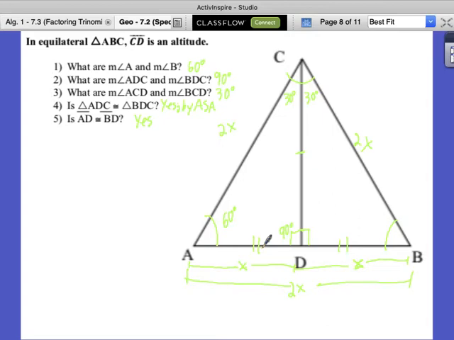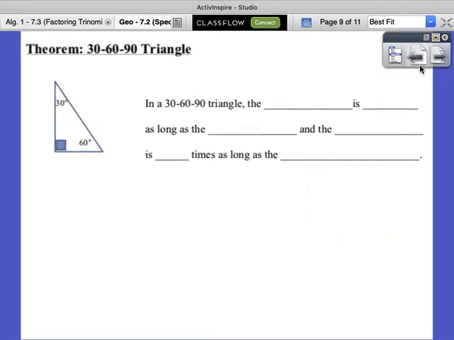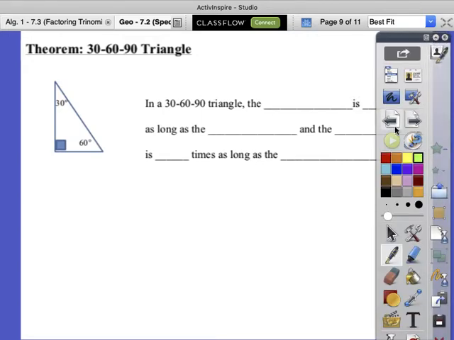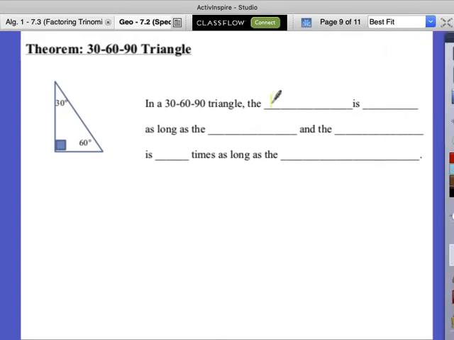Now our short leg is what compared to the hypotenuse of this triangle? Half. It's half of it. So that means the hypotenuse is what compared to the short leg? Double. Half and double. So that's the first thing we're going to write here. In a 30, 60, 90 triangle, the hypotenuse is twice as long as the short leg.